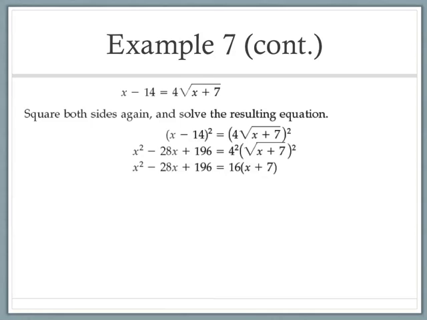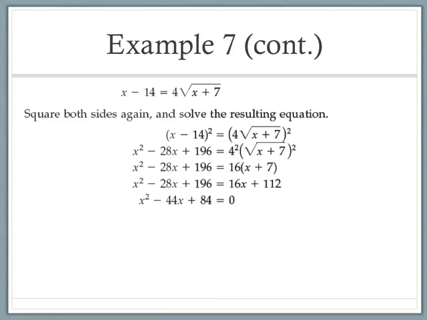Now you'll notice that all the radicals have now disappeared, and now we can solve this as a quadratic. So now I'm going to move everything over to one side. So I have x² - 44x + 84 = 0. Now let's go ahead and try to factor this. So we're trying to find two numbers that will multiply to positive 84 and add to negative 44. That would be negative 2 and negative 42.